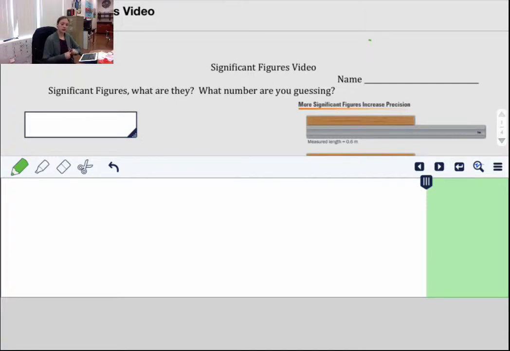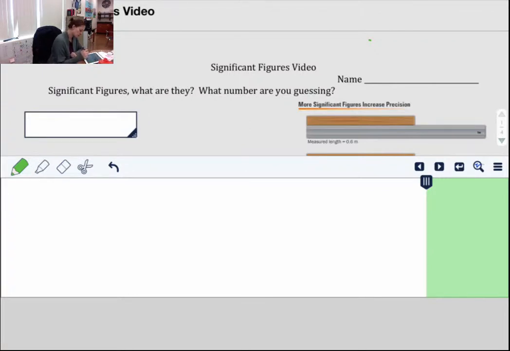We're going to look at significant figures in this video, so we're going to be recapping the last two little intro activities that we have done and writing all of them down in an actual set of notes. So, first thing are significant figures, and what are significant figures? You're going to look at what number you're guessing when you're dealing with significant figures.